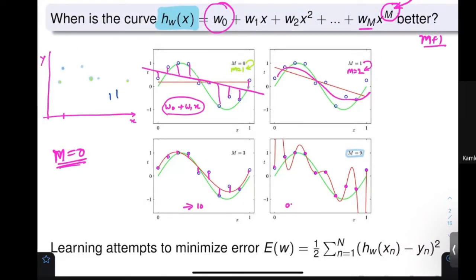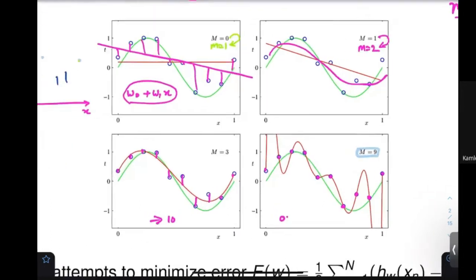My question is, if you are only focusing on reducing the error, then out of these choices, which one is the best choice? The best choice is m is equal to 9. This is the best choice. However, let us try to understand something more.